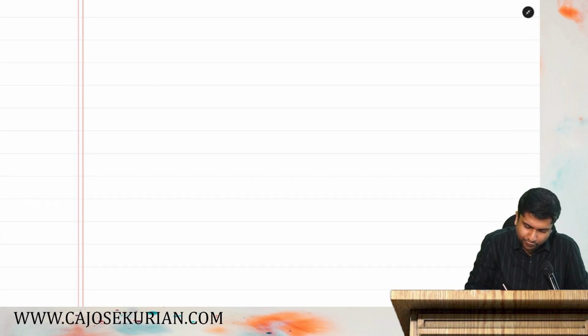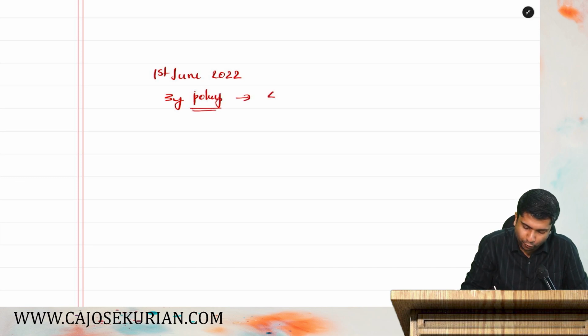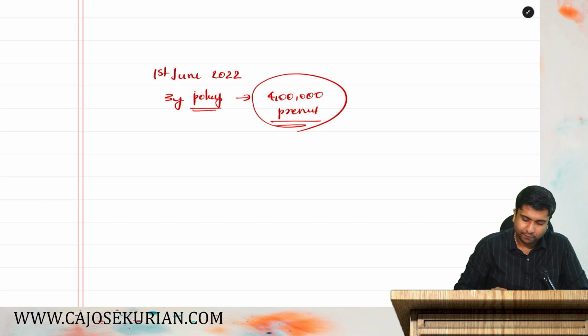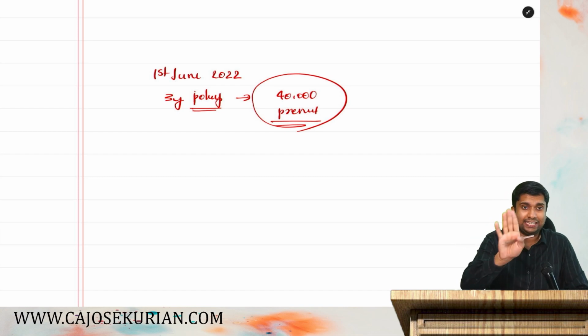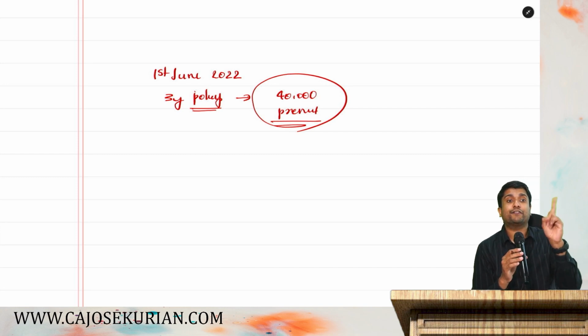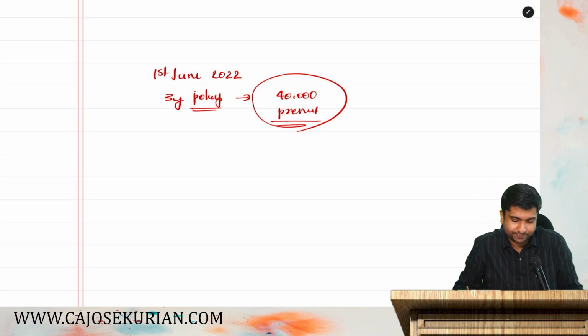Please be very attentive. Say for example, on 1st June 2022, I've taken a 3-year policy and I paid a premium of 4 lakh rupees. Are you all with me? Now listen, instead of 4 lakh rupees, I'll take 40,000. Okay, 4 lakh is way too high. 40,000 rupees I paid for a 3-year policy. Now you tell me, when will that policy get expired? What will be the date of expiry of that particular policy? Tell me the exact date of expiry.